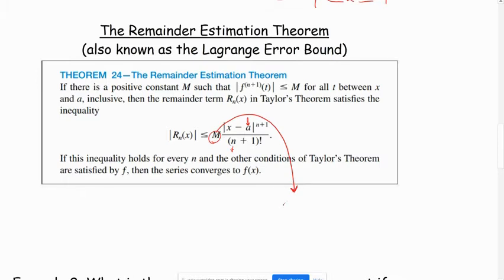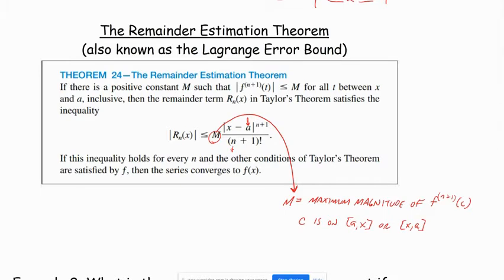So this is M equals the maximum magnitude of the n+1 derivative at some point C, where C is on the interval from A to X or X to A, depending on which one is bigger, A or the X value that we're currently plugging in.